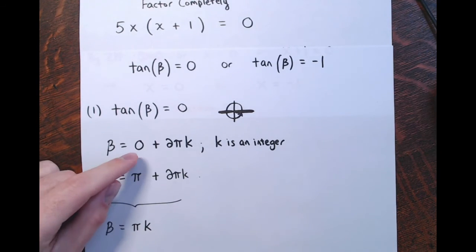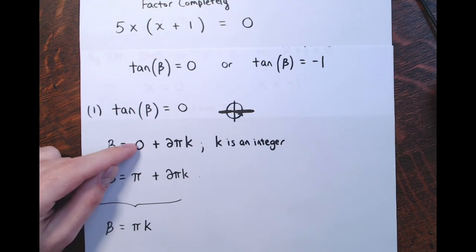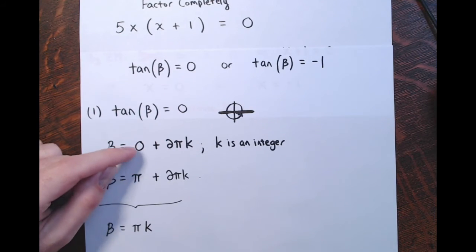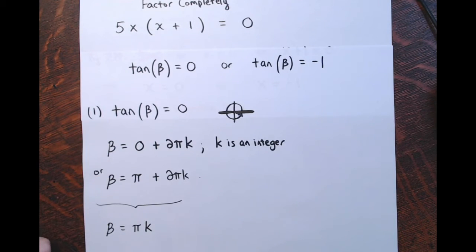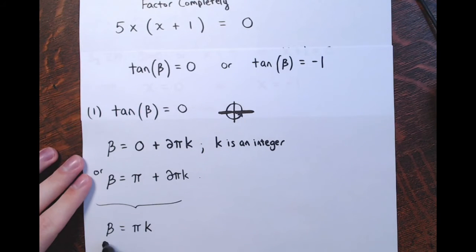Because here you're getting 0, here you're getting pi, here you're getting 2 pi, here you're getting 3 pi, 4 pi, 5 pi, 6 pi, 7 pi, 8 pi, 9 pi. You're getting all the multiples of pi have a tangent of 0. So we could have also just said this, right?